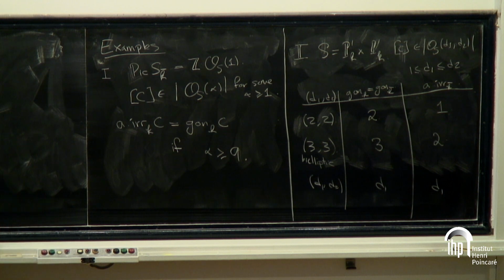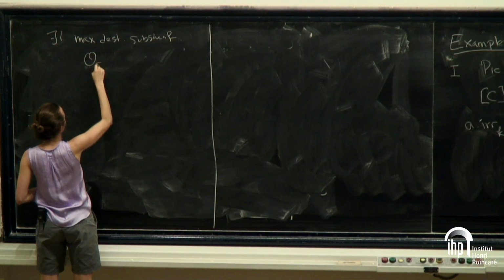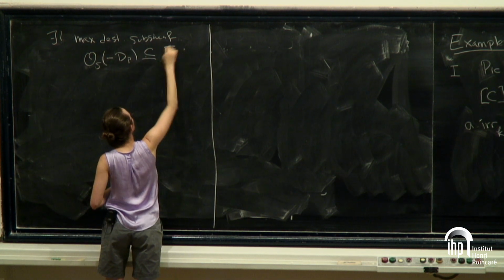In particular, it has a maximally destabilizing subsheaf, which happens to be a vector bundle in the case, a line bundle in the case of a surface, but it's not necessarily a subline bundle. So there exists a unique maximal destabilizing subbundle, which is part of the Harder-Narasimhan filtration that came up on day 1. So I'm going to suggestively call it OS of minus dp inside of F.